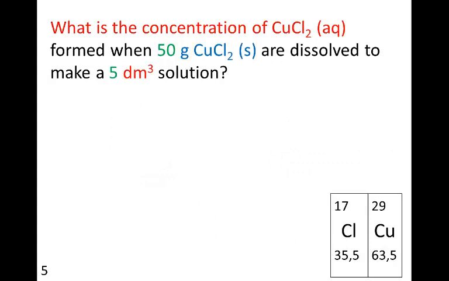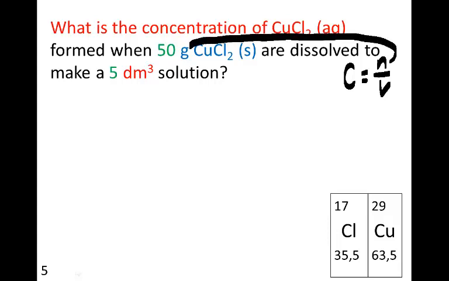What's the concentration of copper chloride formed when 50 grams of copper chloride are dissolved to make 5 decimeter cubed solution? So can you see that if we're going to use this formula, C equals n over V, we're going to have a bit of a problem because we don't have n. We need to find n out from this information here, that 50 grams of copper chloride. How many moles is that? So you can work that out and then put it into the formula. But what I'm going to do is I'm just going to be guided by the units.